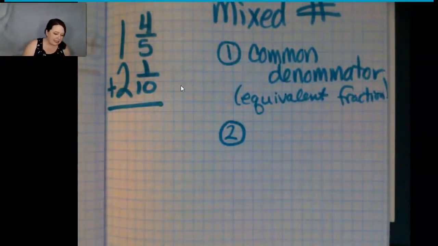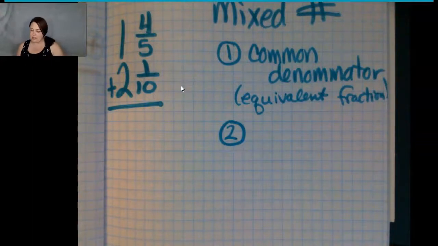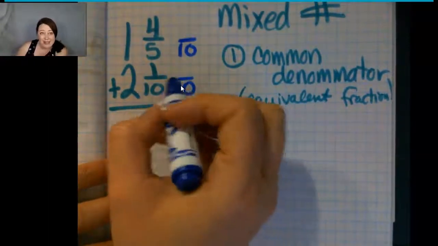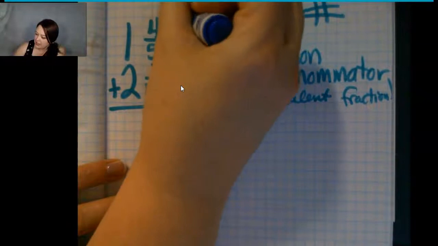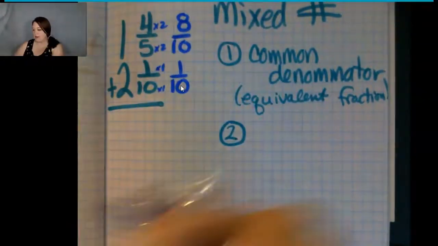Step 2. So let's go ahead and do that. With 5 and 10, the least common denominator is going to be 10. 10 times 1 is 10. 1 times 1 is 1. 5 times 2 is 10. 4 times 2 is 8. Step 1, common denominator. Done.